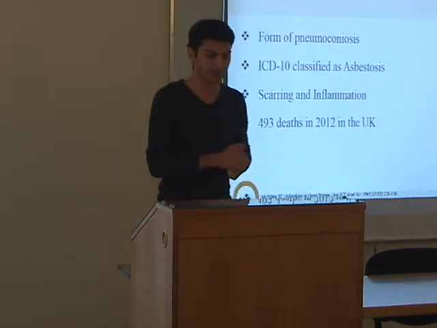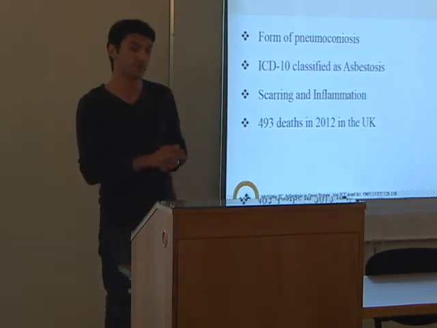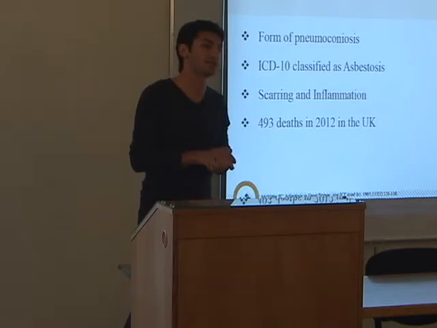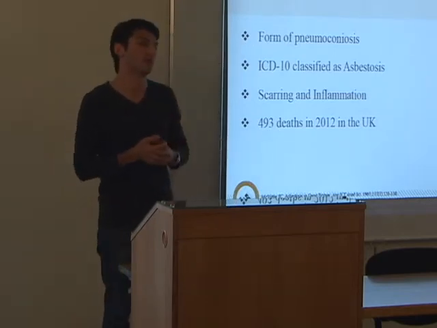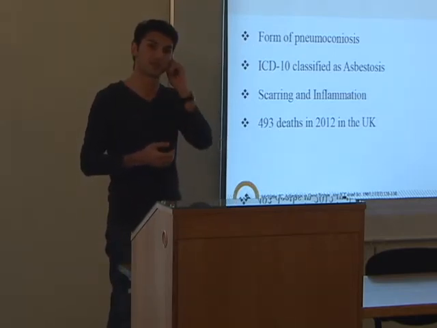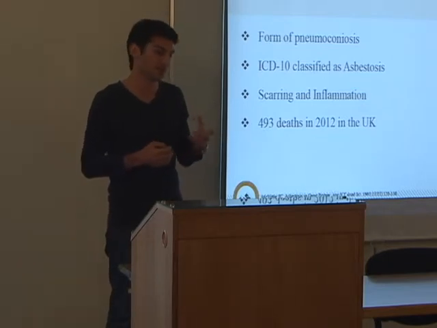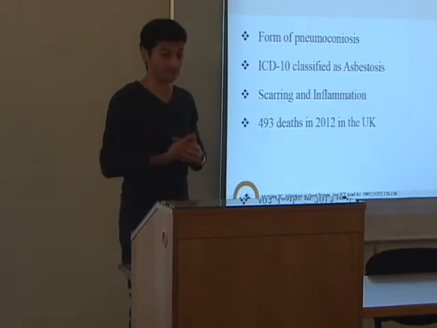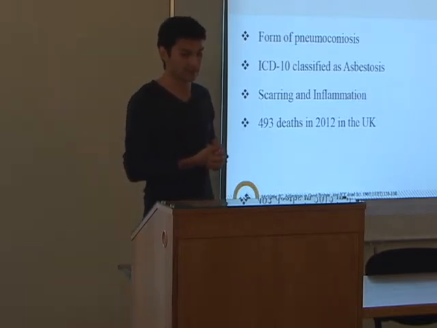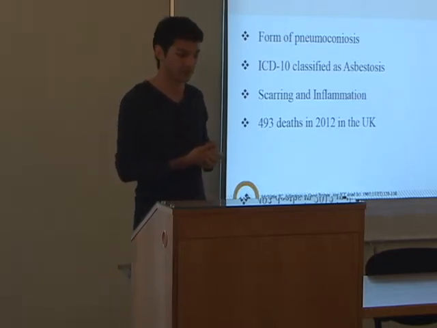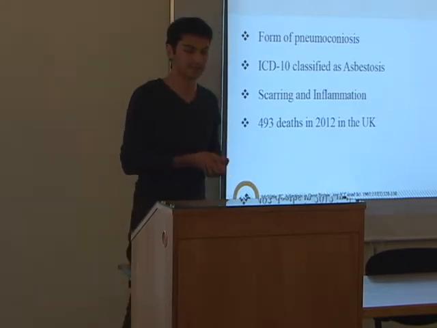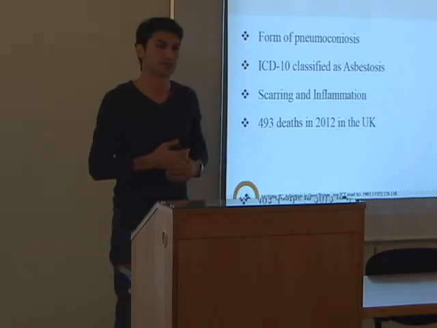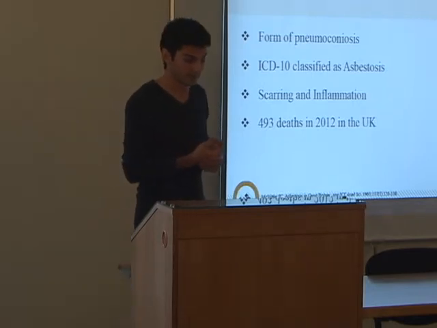So what is asbestosis? It's a form of pneumoconiosis. Pneumoconioses are a group of diseases which occur due to exposure to some kind of dust or chemicals, and they result in fibrosis of the lungs. And asbestosis is classified in the WHO International Classification of Diseases, 10, as a separate unit of disease. And this is the scarring and chronic inflammation of the lungs.